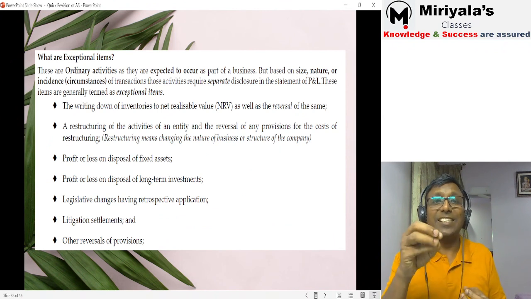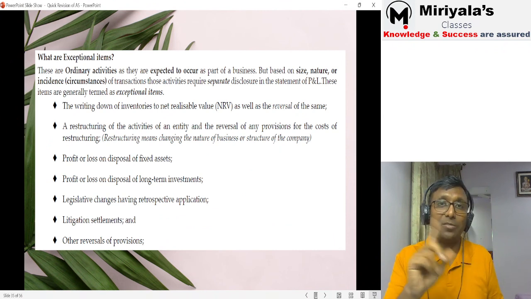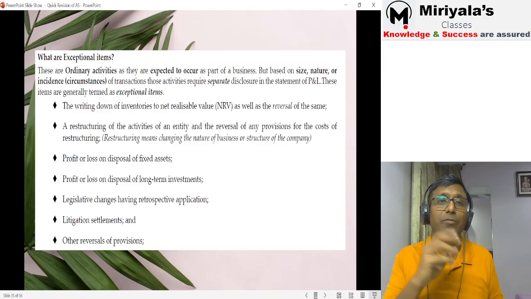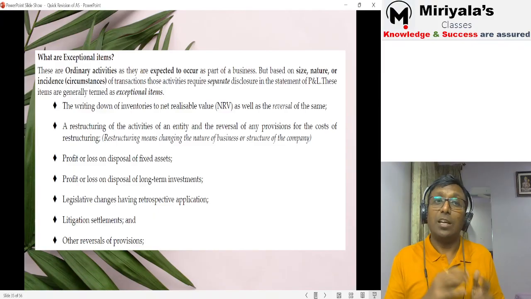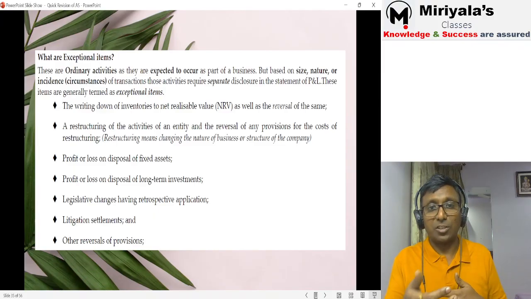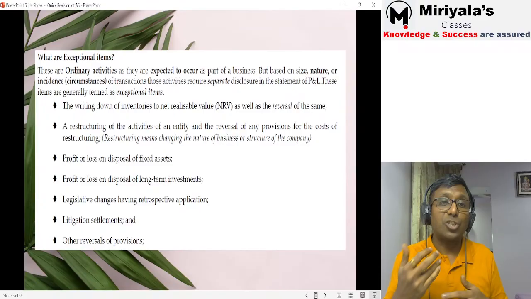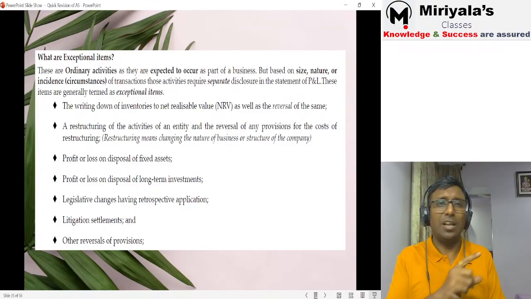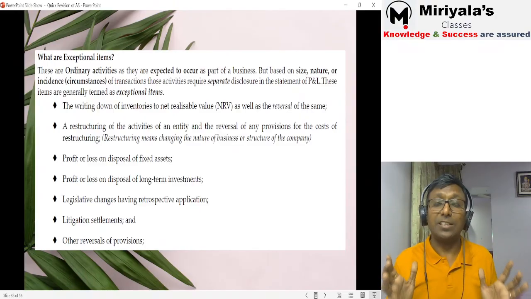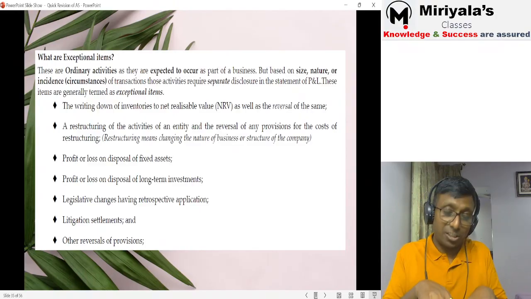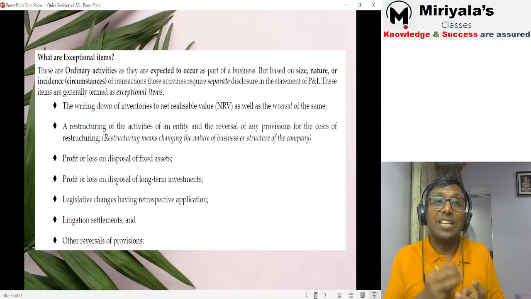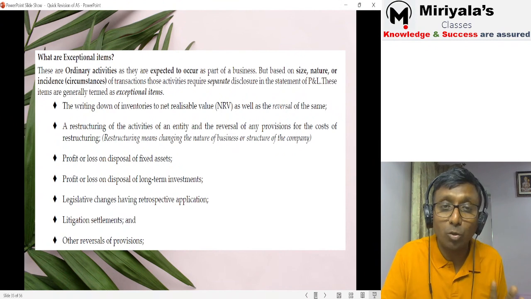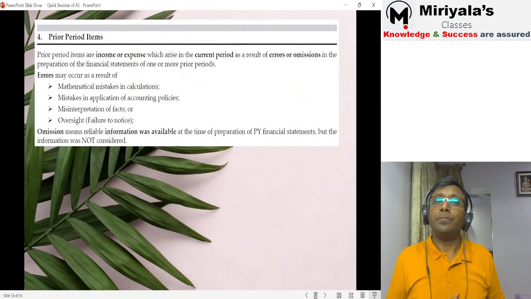Now, if there is any restructuring activity, these are all exceptional activities, not extraordinary activity. Profit or loss on sale of fixed assets, or profit or loss on sale of investments, legislative changes with retrospective implication, litigation settlements, or any provision creation or provision reversal will never be extraordinary activities. These can be considered exceptional activities considering the size, nature and incidence of the transaction. This point you need to remember.